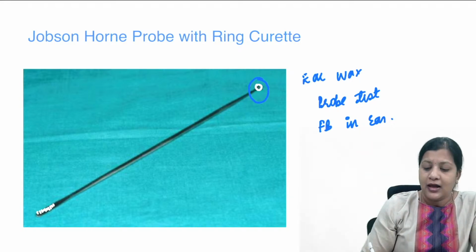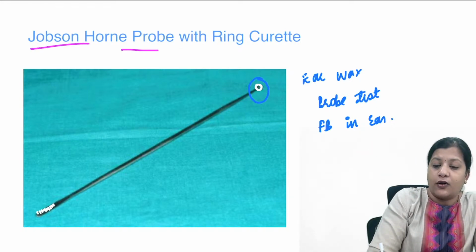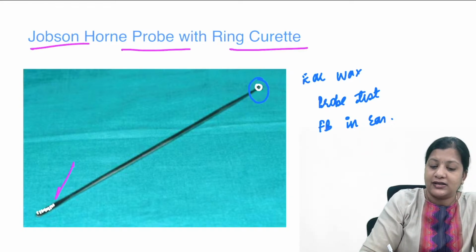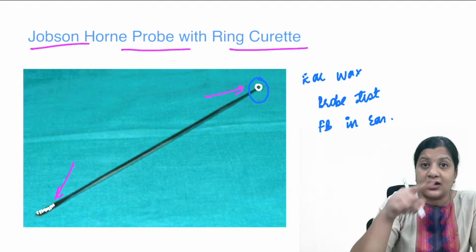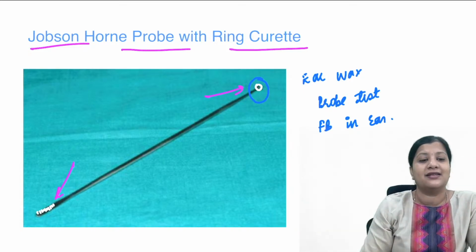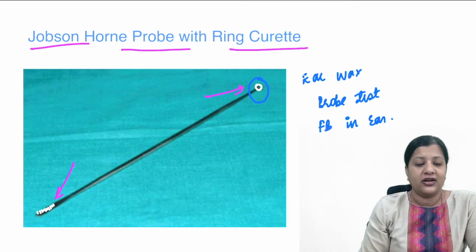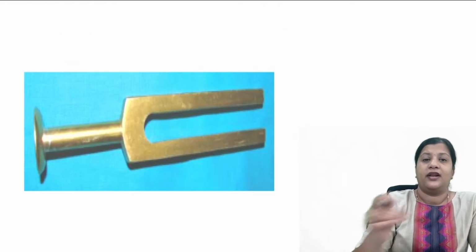So please remember, the name is Jobson Horne probe with a ring curette. One end is a probe, the other end is a curette. Circular on one side, curette on the other side. This is your Jobson Horne probe with a ring curette. Chalo, let's go to the second one.